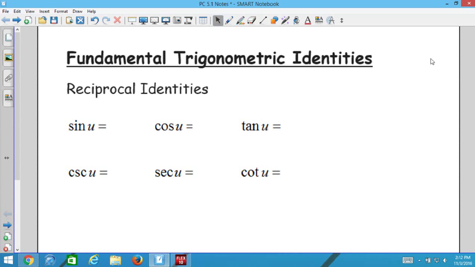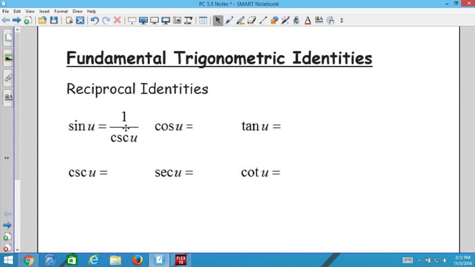So if you look over here, sine u. Oh, u is just like x or theta or b. It's just the angle. You can just use the u here instead. Sine u is equivalent to 1 over cosecant u. This is a reciprocal identity. We've already learned this stuff. We know that sine is the reciprocal of cosecant.